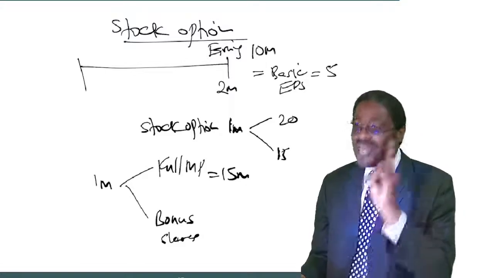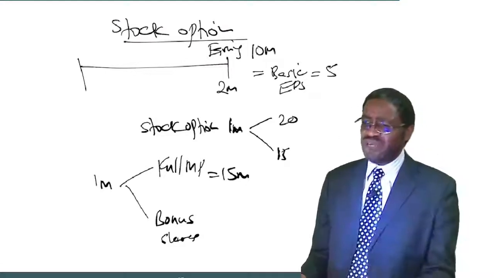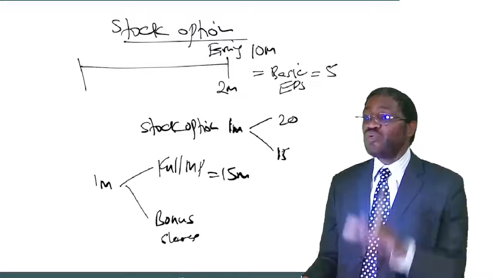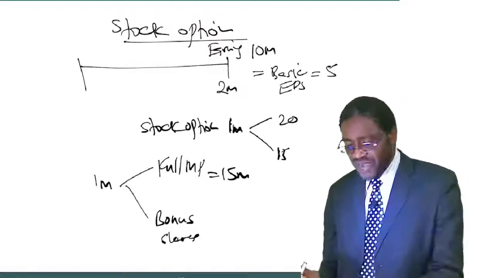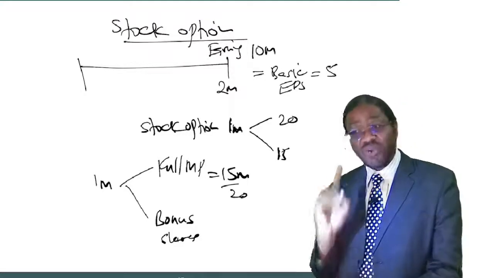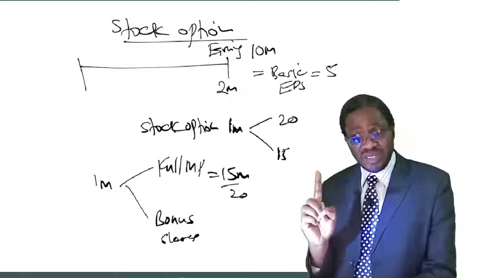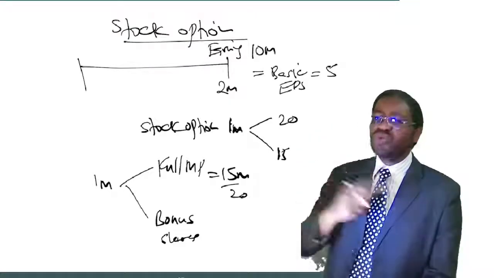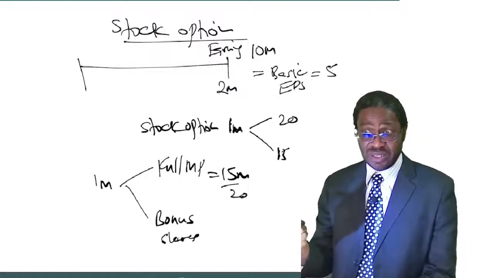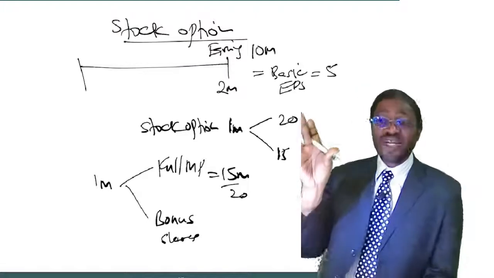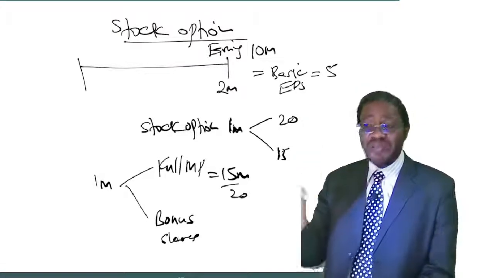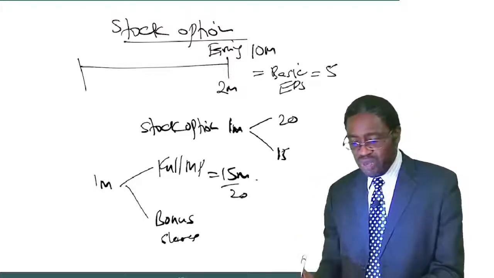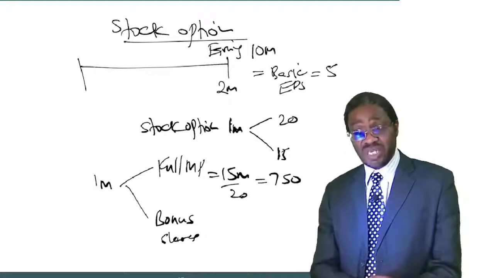Listen, but then we said, if they are to use their 15 million to go to the stock market and buy the shares, they would not buy at 15. They would find the market price being 20. So obviously their 15 million shillings would not be enough to buy 1 million shares. It would be enough to buy how many? They would buy at 20, and with their 15 million shillings they would be able to buy only 750,000 shares.